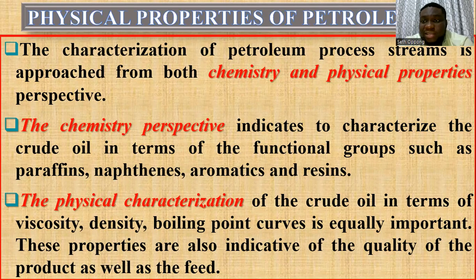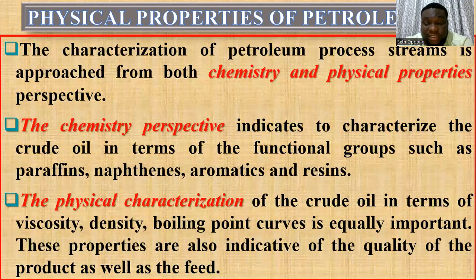So, the chemical aspect deals with the functional group of the petroleum, which can be grouped into paraffins, naphthenes, aromatics, and then resins. The chemical goes more into the bonds that are inside the crude oil.